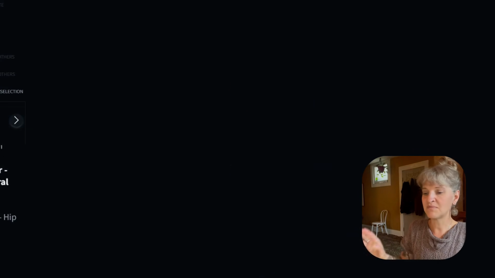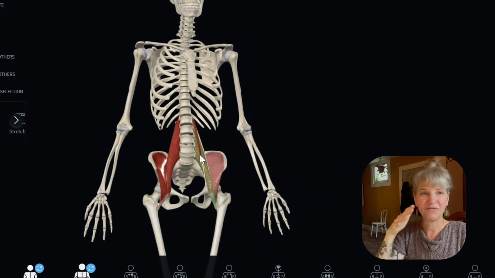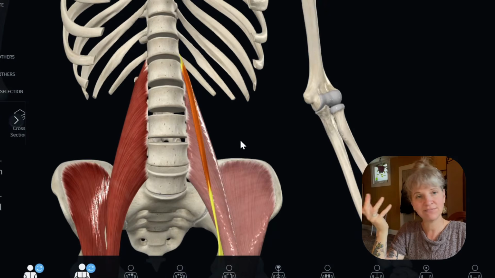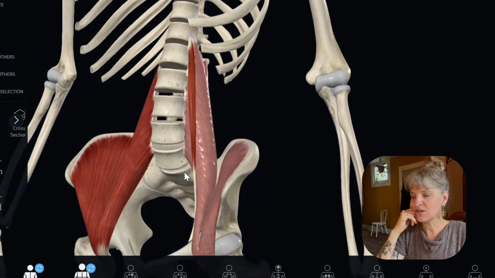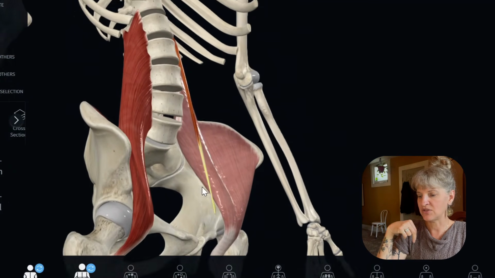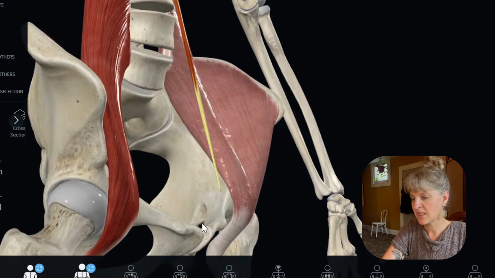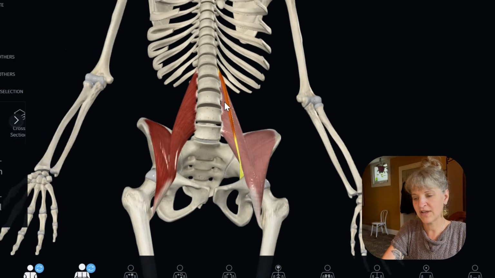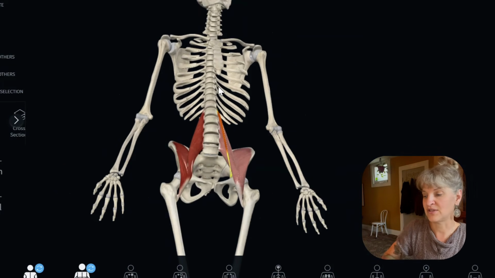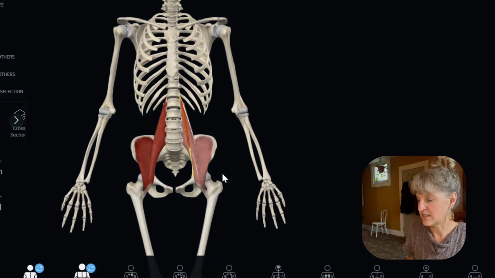And then we have psoas minor, which a lot of people don't have, actually. About 50% of the population has psoas minor. It's interesting to know. It's this little bitty muscle that attaches at T12 and lumbar 1, and it comes down and attaches to the pubic bone, the superior ramus of the pubic bone. And it helps with pelvic tilt and trunk flexion, and it causes hyperlordosis. That's one of the things it causes. Creates a little extra lordosis there.